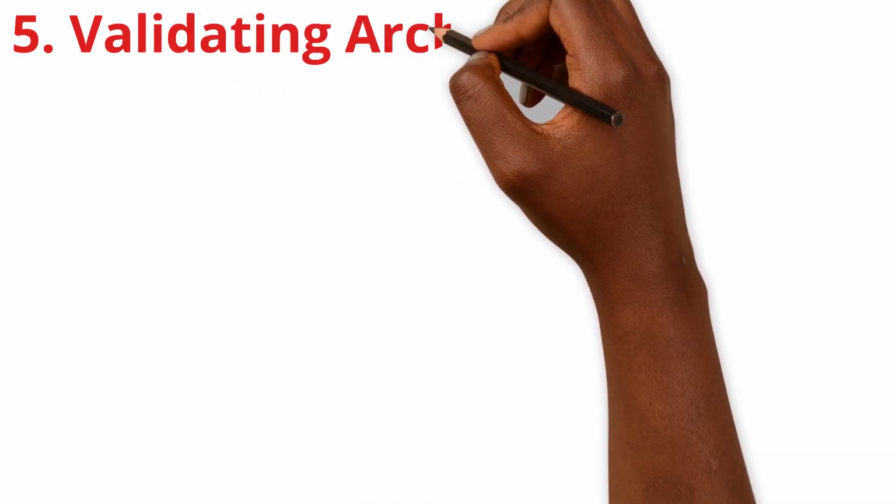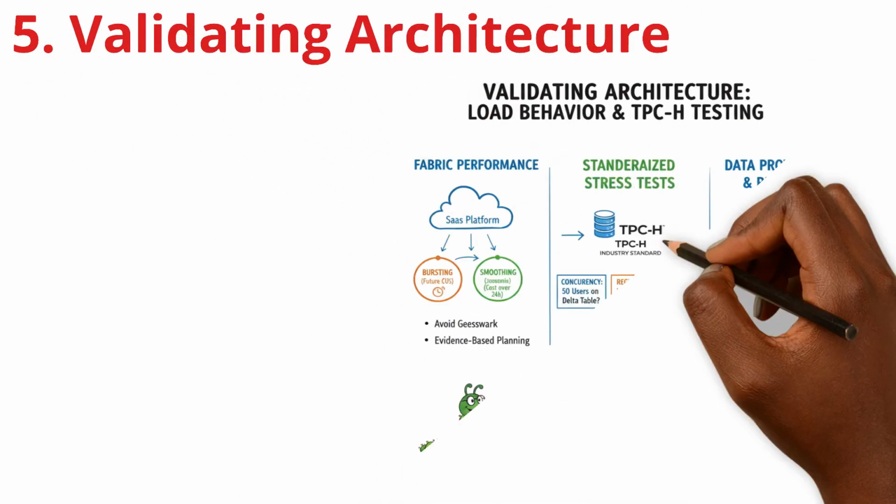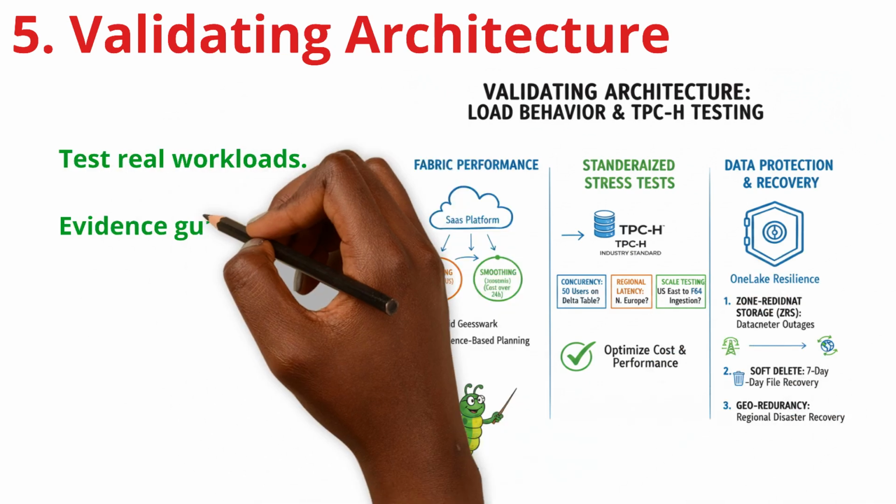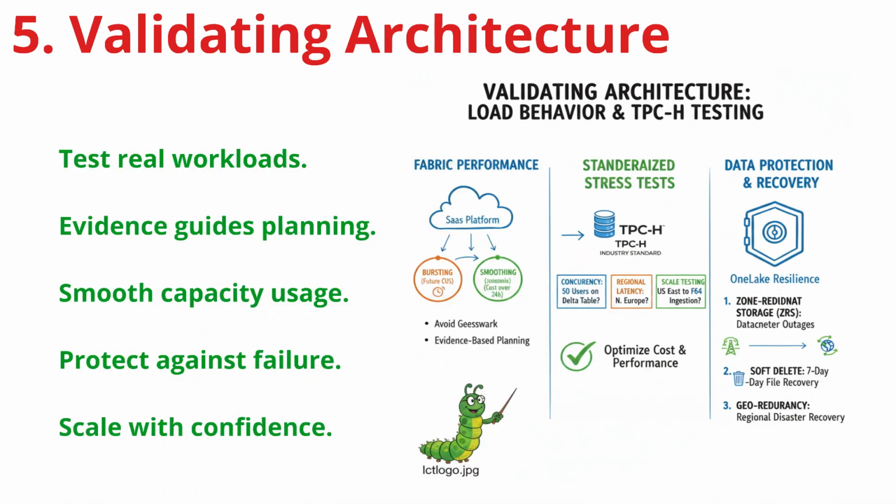An architecture that looks great on paper can still fail under the pressure of real-world workloads. Because Microsoft Fabric is a SaaS platform, it manages performance through bursting, using future power for immediate tasks, and smoothing, which spreads the cost of heavy jobs over a 24-hour period. To take the guesswork out of capacity planning, we use standardized TPC-H testing.